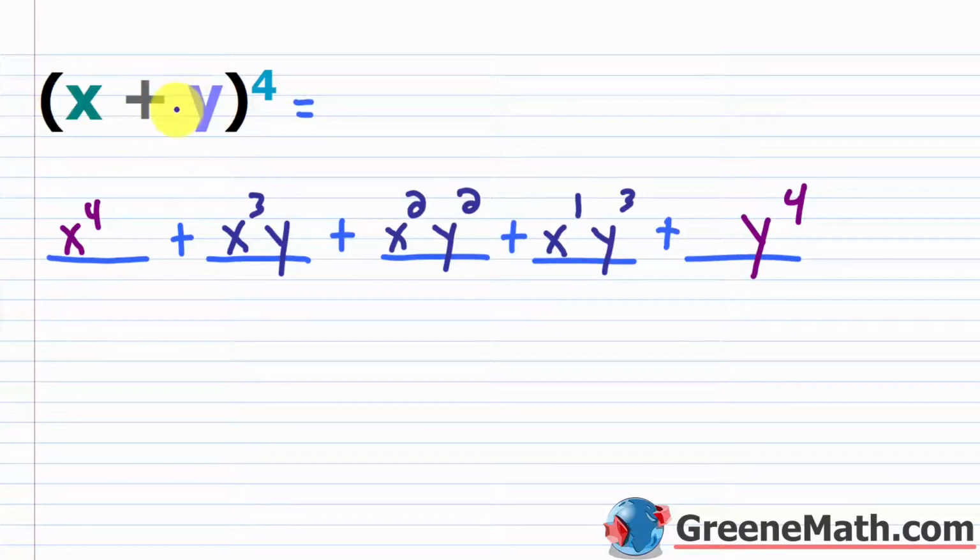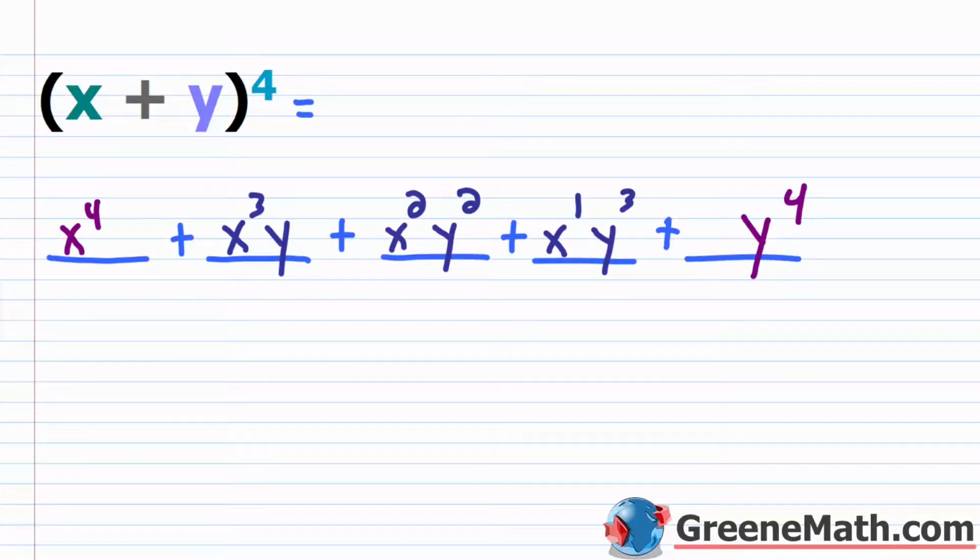Once you have the variable parts worked out, and in some cases you're going to have coefficients here, so it'll be a little bit more complicated, the next part is kind of the tricky one. You need to find the coefficients. You can work with the combination formula that we just talked about, and I'll show you that in a minute, or you can use Pascal's triangle.